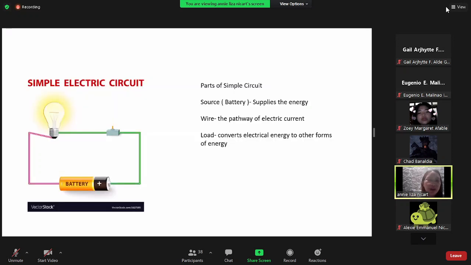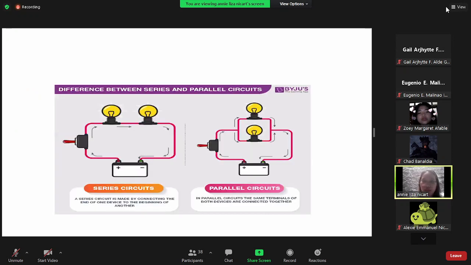Okay, so there are two general types of circuit connection. We have series and parallel circuit connections. So dito sa una, it is a series circuit. Bakit siya tinawag na series? Okay, loads, they're connected to each other. So as you can see here, agad ma-identify yung differences ng dalawang circuit connections dito.